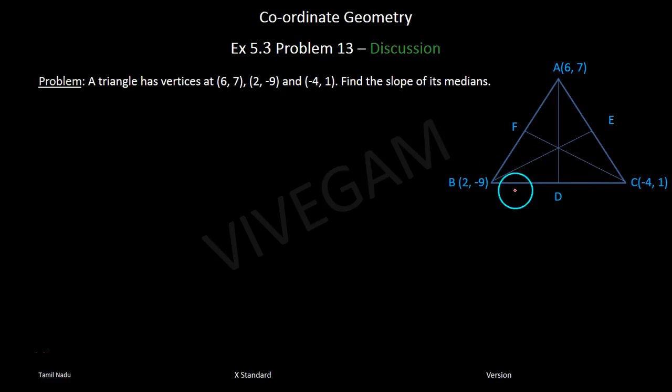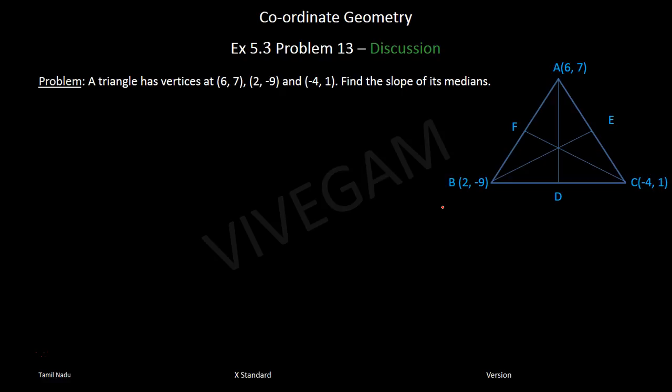So in the case of D, it will be (2 plus minus 4) divided by 2, and (minus 9 plus 1) divided by 2. So you'll be able to get the midpoint. Similarly, get it for E and F, right? Once you get it, then use the 2-point formula, that is y2 minus y1 divided by x2 minus x1, to calculate the slope of CF, AD and BE. Okay. So this is how the problem needs to be worked out.